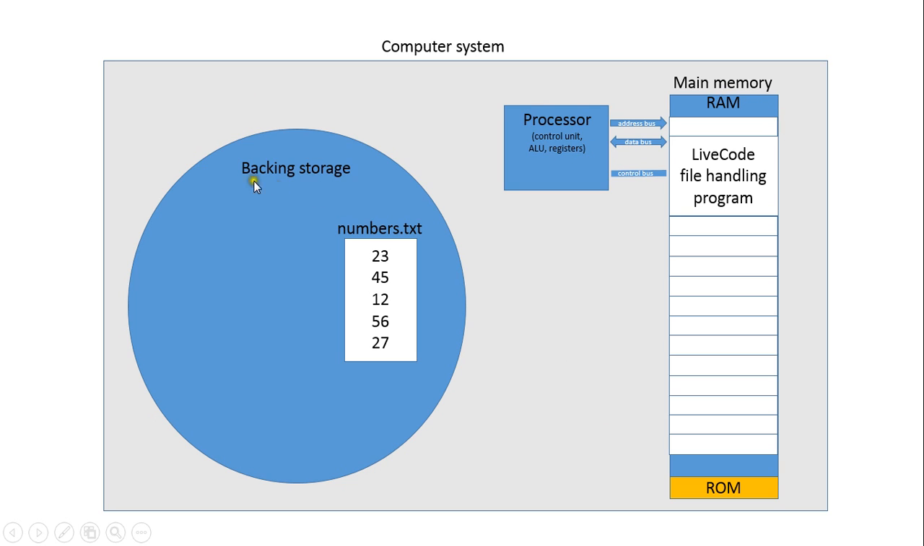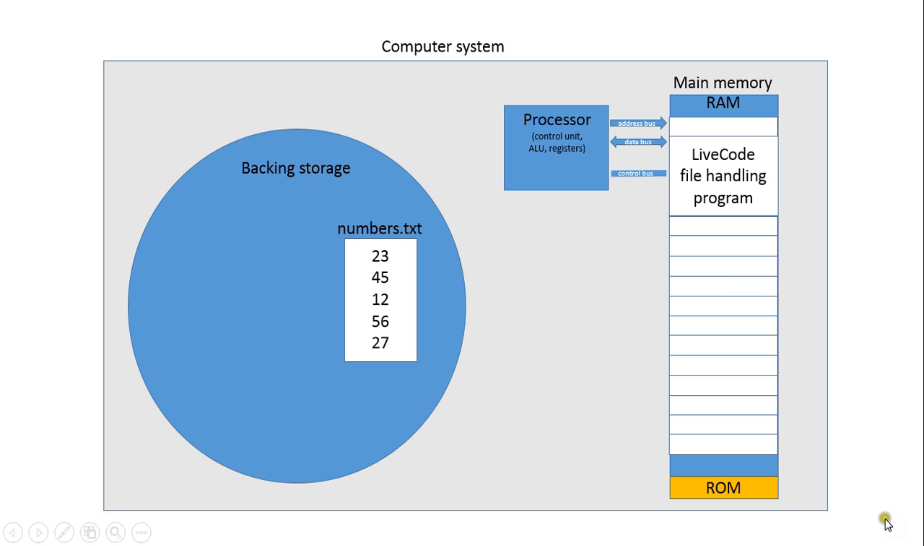I have my backing storage, I have the processor with the buses that connect it to main memory, and I have main memory consisting of RAM, and a small body of ROM at the bottom of main memory. Residing in RAM at the minute, I've got my LiveCode file handling program, and what I want to achieve is to read in this data from this file into RAM so that I can carry out operations on the data, and then when I've finished, I'd like to be able to write that data back to the backing storage.